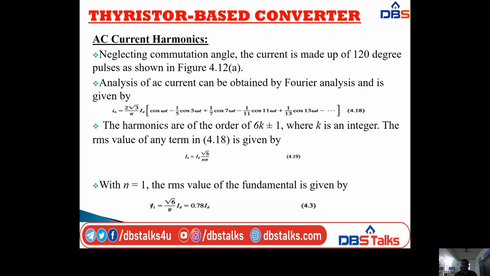So the RMS value of any term in the above equation is given by In is equal to Id into √6 by nπ. With n equal to 1, the RMS value of the fundamental is given by I1, that is for the fundamental, that's why I am taking I1. So I1 is equal to √6 by π into Id, since n is equal to 1. Finally, we have the fundamental RMS value of the current as 0.78 Id.